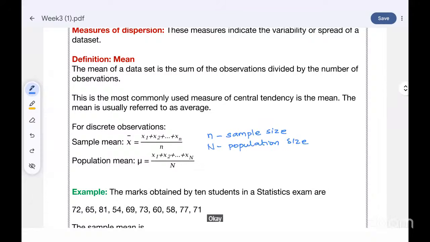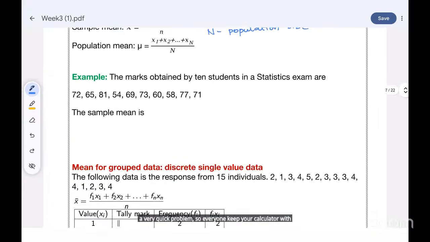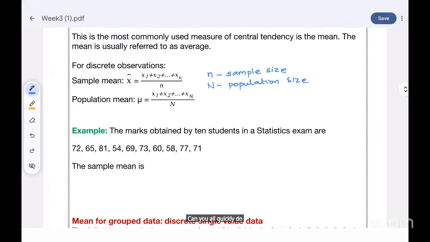Okay, fine. So a very quick problem. Everyone keep your calculator with you ready. Can you all quickly do the sample mean for this data? So here, what is the value of n here? 10. How many? 10. Okay. So what is the sample mean? So you calculate the mean here. So what is the mean?